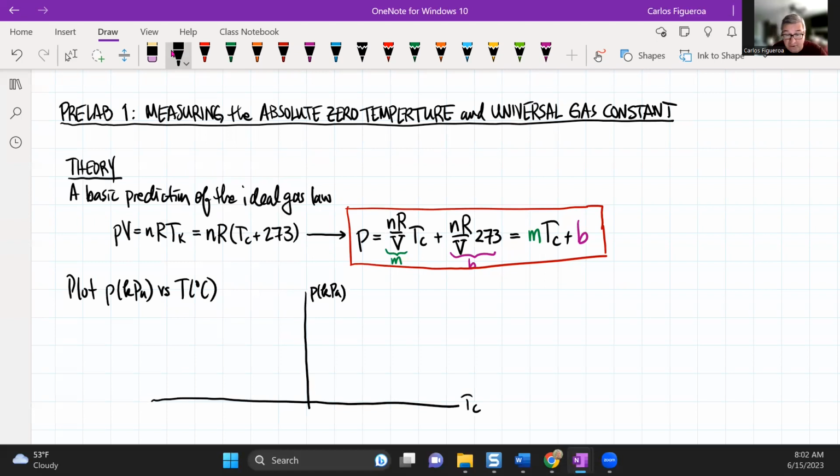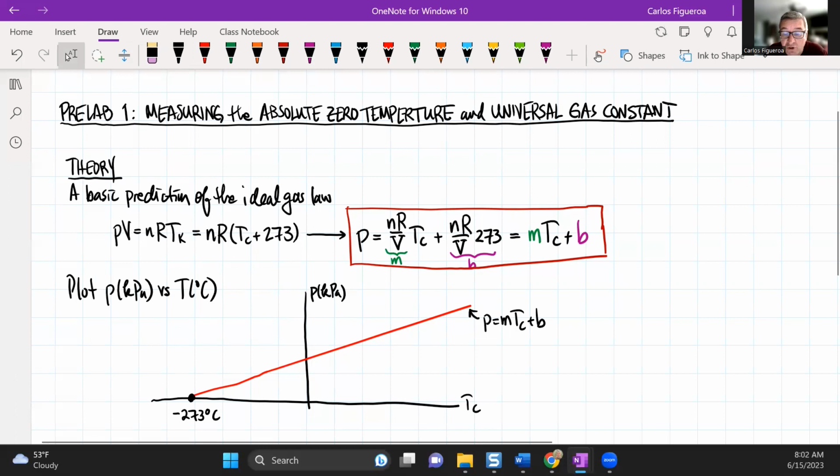If we plot this, we're going to get a line that looks something like this. And this line we get from Google Sheets or Excel is going to be a linear line. This is assuming that constant volume occurs. And at this point, the accepted value of absolute zero is minus 273 degrees Celsius.